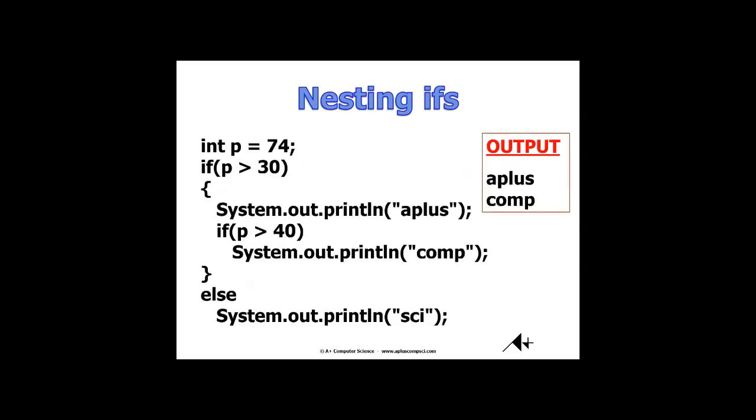This one is similar to the prior one, except I've added some print lines in and mixed those around so you get a little better idea of what's happening and how it's moving through the code. Here I've got P is 74. 74 is greater than 30, so it goes into the block of code attached to the if, prints out A+, then it checks to see if P's value of 74 is bigger than 40. It is, so it also prints out comp. Does not go to the else because the if statement condition was true. Say that P was 24, it would jump down to the else and print out psi. And we're going to look at this in some code in just a second.